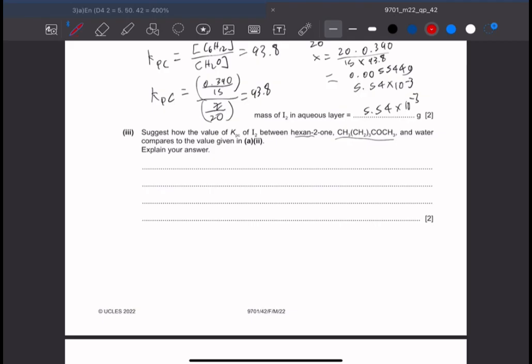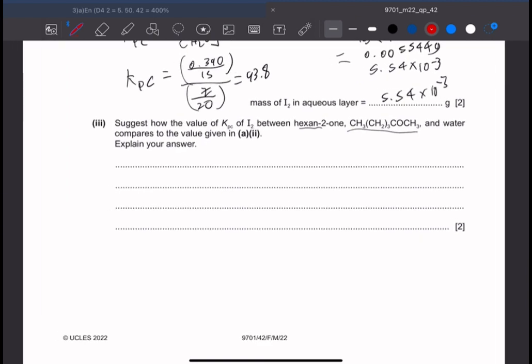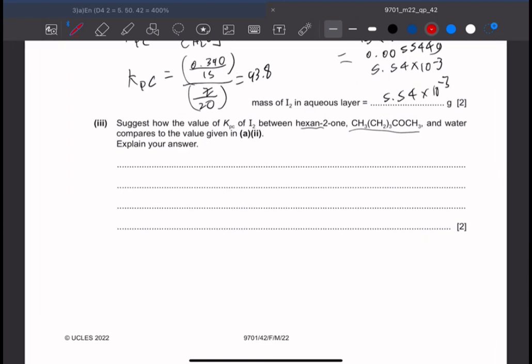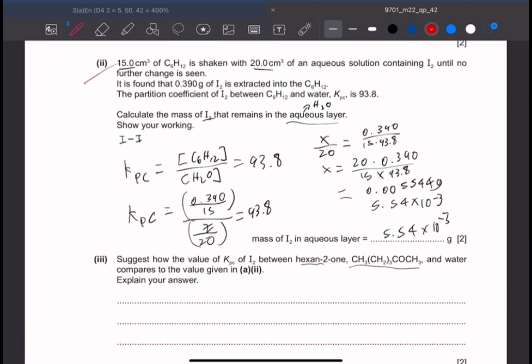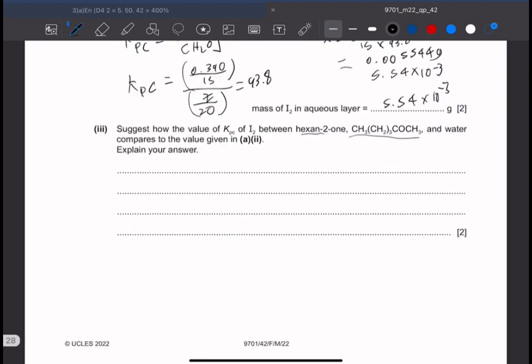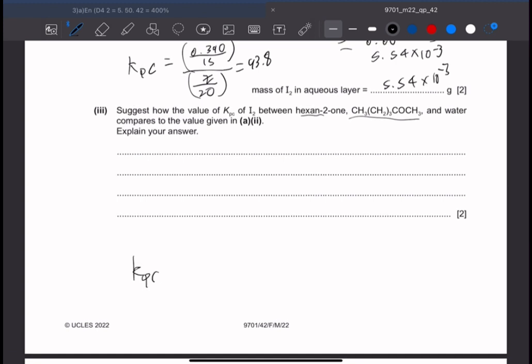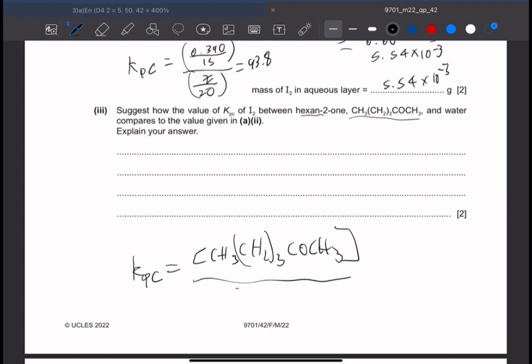Okay, so the next question is gonna be this. Just how the value of KPC compares between hexan-2-one and water, and how it's gonna compare to the value of KPC in the previous question. So basically what it's asking is we are going to compare the KPC of this expression, CH3CH2CH2CH2COCH3, and we're gonna compare this to C6H12 and H2O.